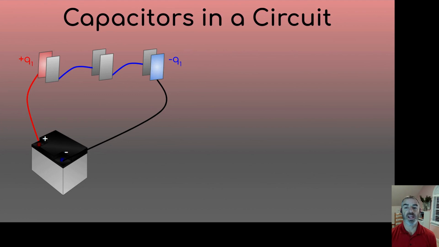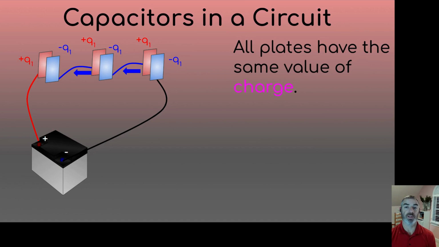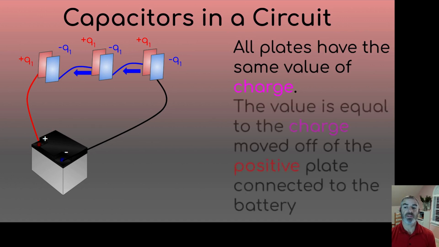Now that charge polarizes the plate across from it, moving electrons off, causing that plate to have a positive charge equal to the charge that was on the original positive plate, making the plate closest to that negative. Then it polarizes the next plate, moving negative charge off of that plate, making it a positive Q charge, and then the last plate becomes negatively charged. So all plates have the same charge value when the capacitors are set up like this, and the value of the charge that's moved is equal to the charge that's moved off the original positive plate, the one that's connected to the battery.